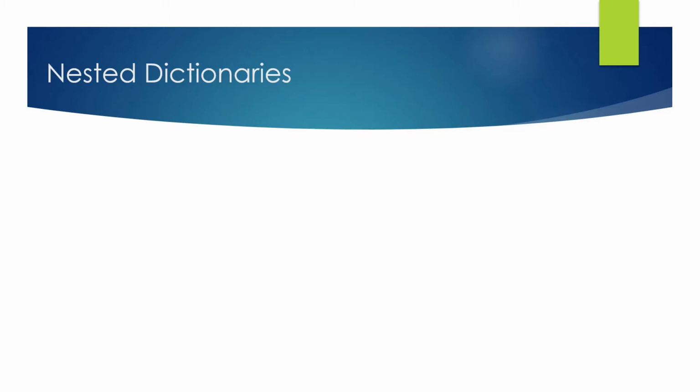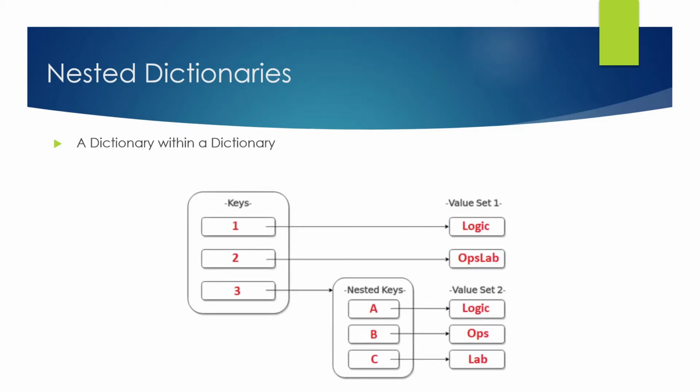So what exactly is a nested dictionary? We'll understand through a diagram, but let me talk about the definition first. Very simple definition: a dictionary within a dictionary. So let's try to understand this. Consider this complete dictionary as a whole in this diagram. Now it has keys and values. Basically it has 3 keys and it has 3 values over here.